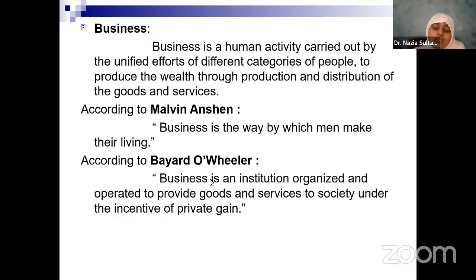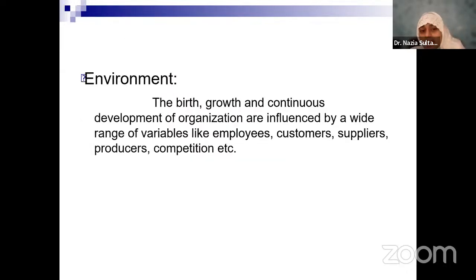So any institution where people come together and work in an organized way so that goods and services can be provided to the society, where in return they are getting some kind of a profit, is called a business. These are the basic definitions related to what a business is. Let us understand what is an environment.